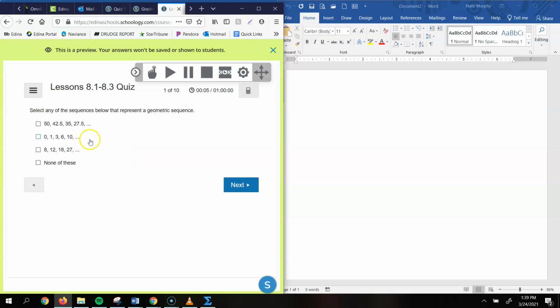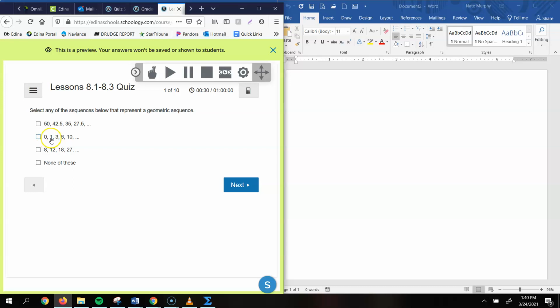So a geometric sequence, remember, is where you're multiplying by the same amount each time. For example, for the first one, if I wanted to see if that was a geometric sequence, I could take 42.5 and divide by the one before it, which is 50. When I do that, I get 0.85. Well, if I take 35 divided by 42.5, I get 0.82. So we do not have the same ratio for that first one. So the first one is not a geometric sequence.